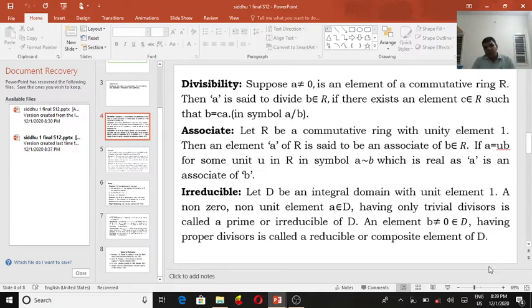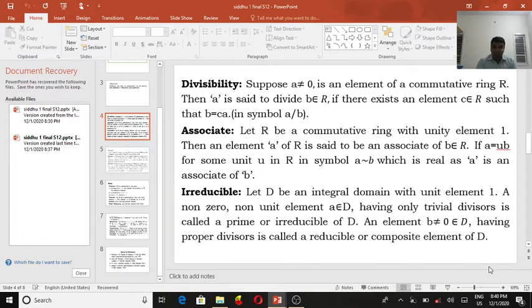Now we come to the next concept, associated. What is the meaning of associated? It means A tilde B, where tilde means I want the equality. Equality means A should be some multiple of B, where that something is a unit element. Suppose A tilde B means A is equal to UB, where U is a unit. A is equal to 1 into B.